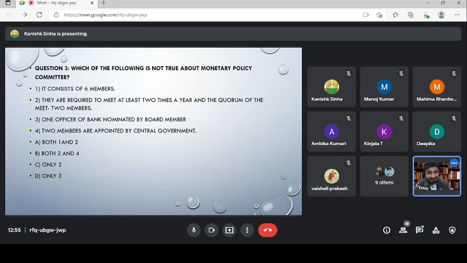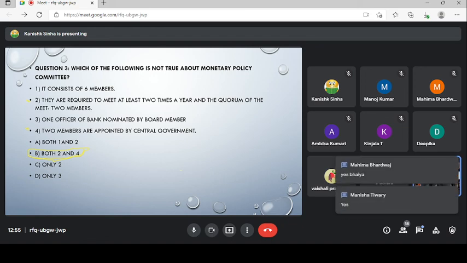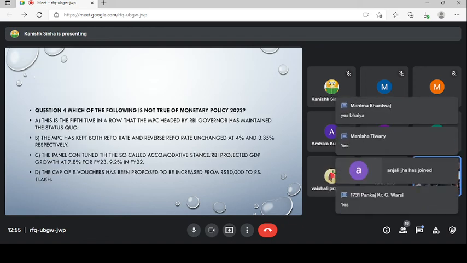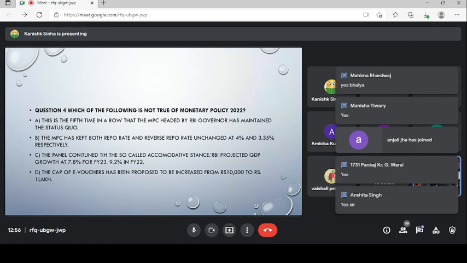Okay, guys, these are the silly mistakes that you make in the CLAT examination, and as a result of which the students we are hoping will get into NLU are not getting into NLU because of all this. The correct answer is 2 and 4. 3 members are appointed by the central government and they are required to meet 4 times a year, and the quorum of the meet is 4. Guys, is it clear what mistakes you are making? Everyone? Okay, good. Move to question number 4.